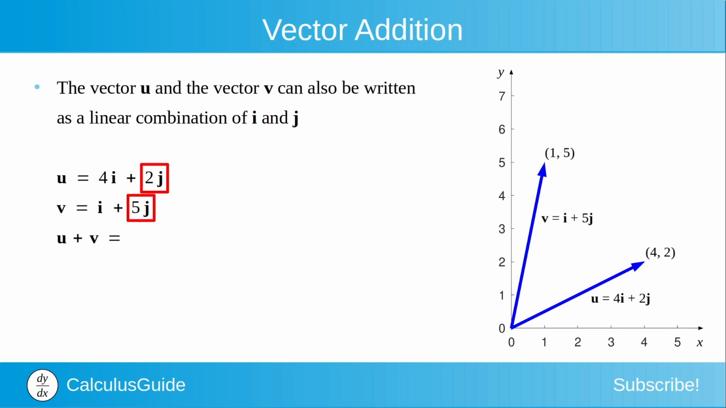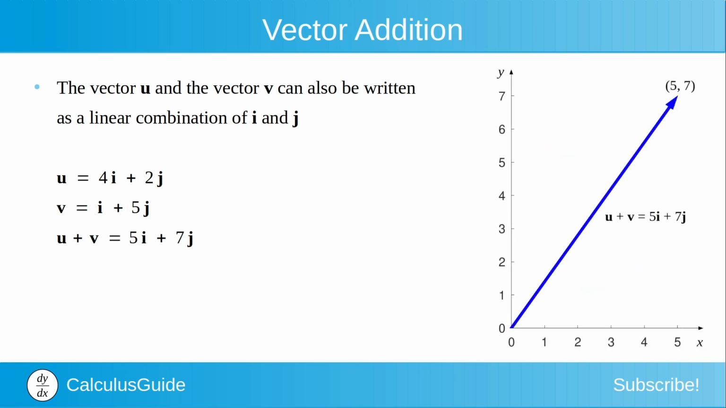When we add 4i plus i, we get 5i. And when we add 2j plus 5j, we get 7j. So we've calculated that the vector u plus v is equal to 5i plus 7j. This vector is now shown to the right.